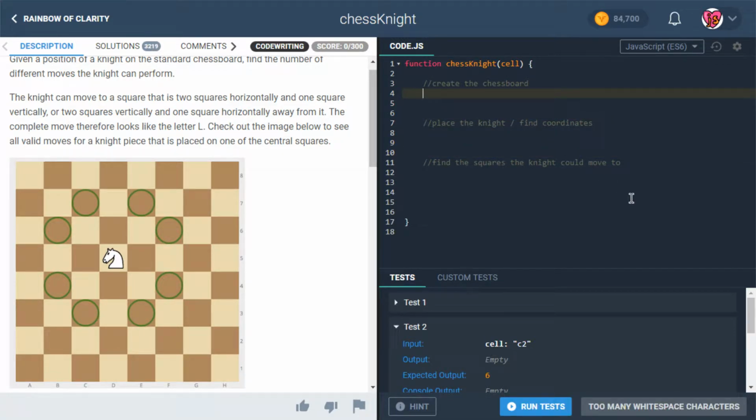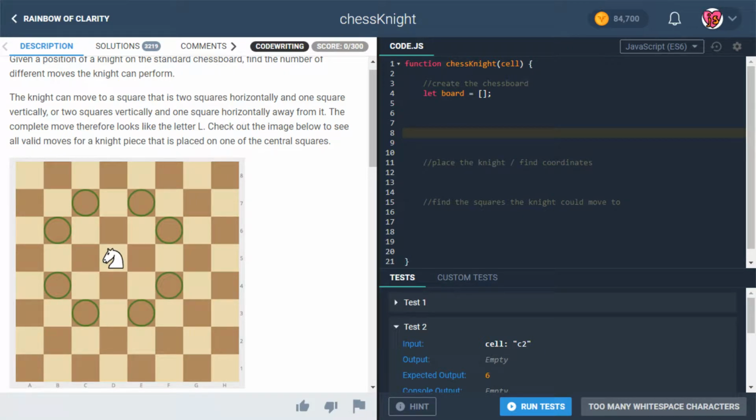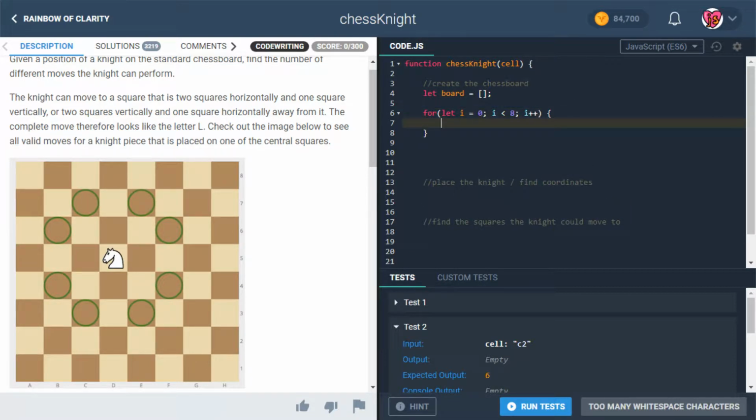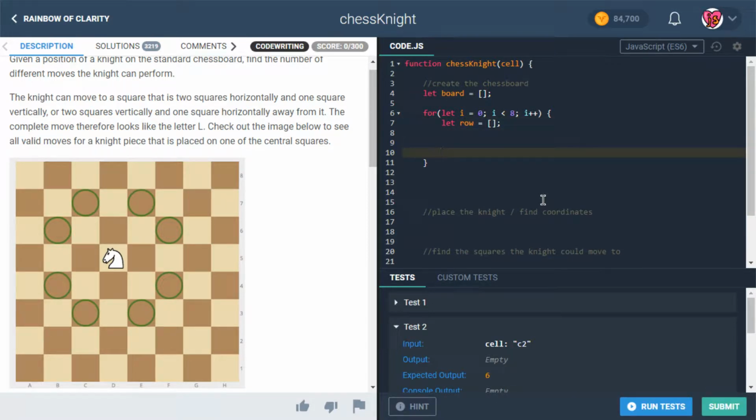But for now, creating the chessboard, let's just say let board be assigned the value of this empty array. And ultimately this array is going to be a matrix. So we're going to say for let i be assigned the value 0, i is less than 8, i plus plus. Why 8? Well, it's 8 squares wide and also 8 squares tall. It's 8 by 8. That's the main thing. Okay, so within this outer loop, we're going to say let row be assigned the value of an empty array. And at the end of this, we're going to say board.push row.